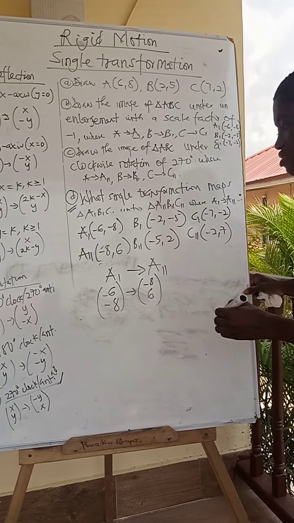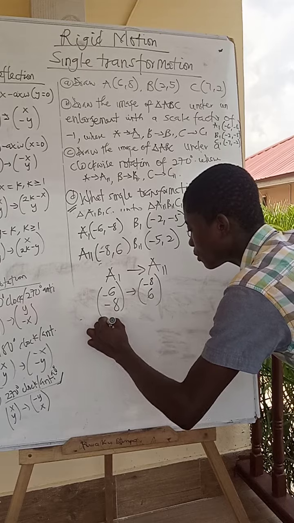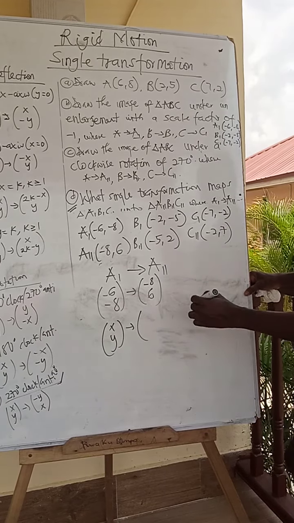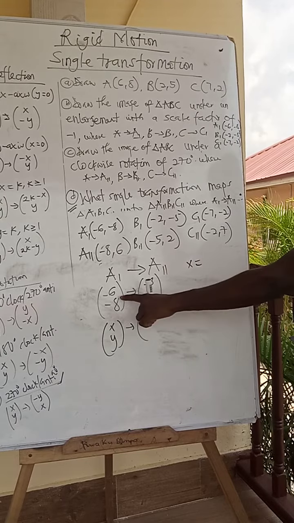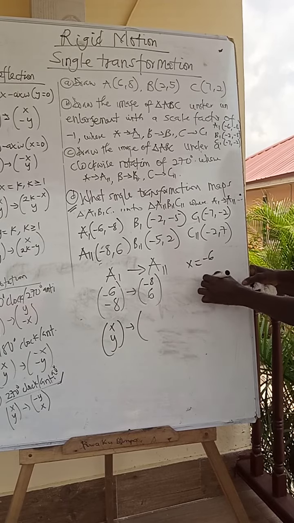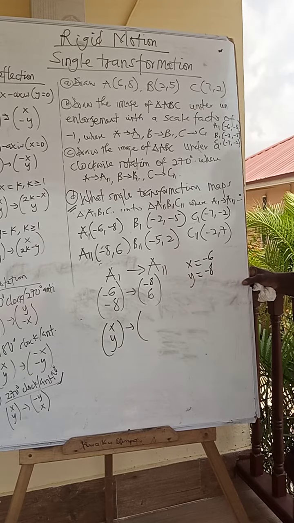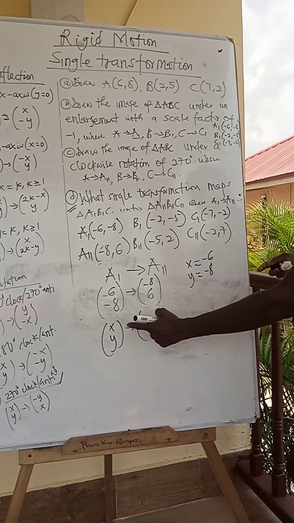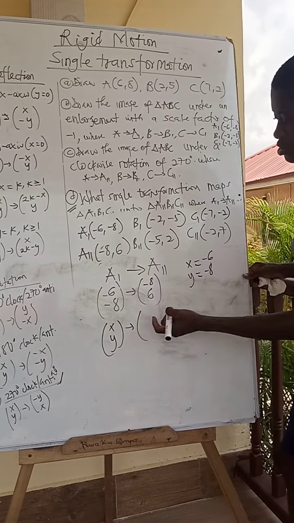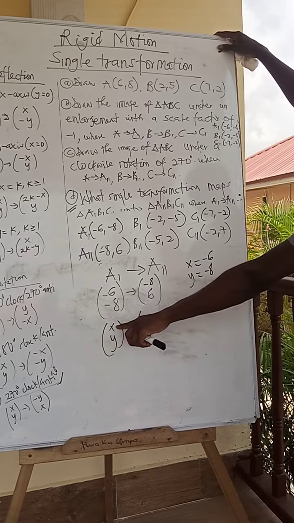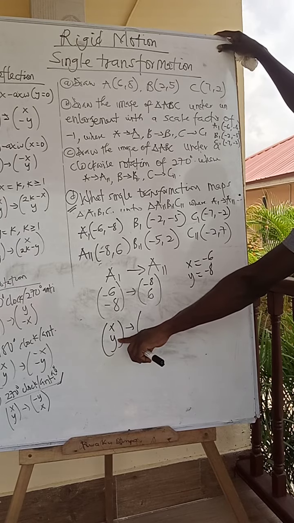Always, if you get this, write it as X, Y. You see the formula, and you compare it to the changes. So here, our X is negative 6, and our Y is negative 8. Now, what is happening here? This is X, and this is Y.